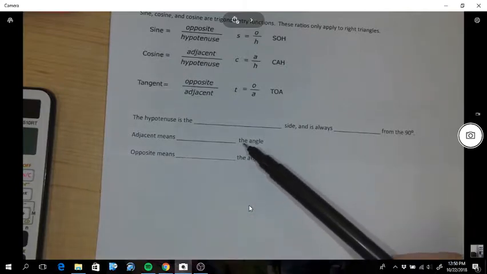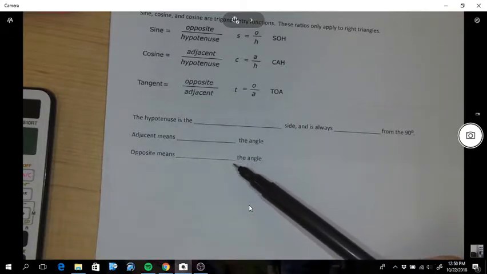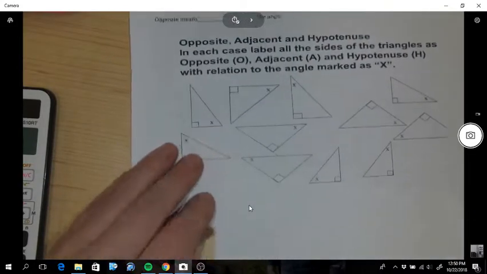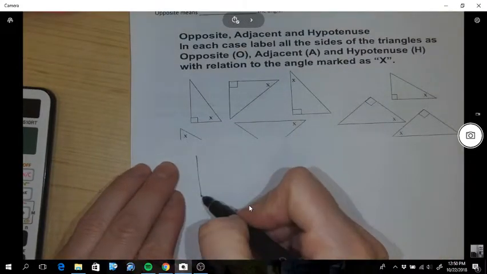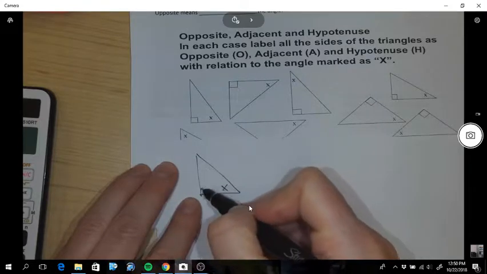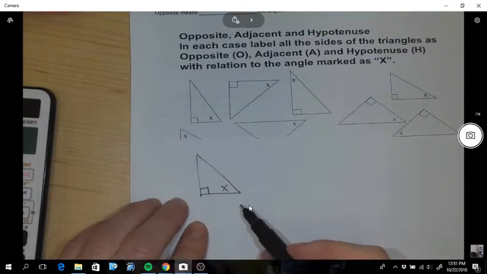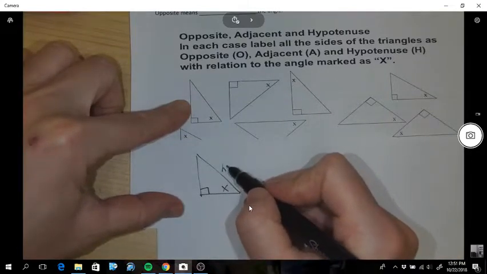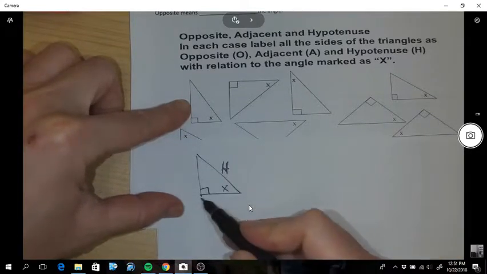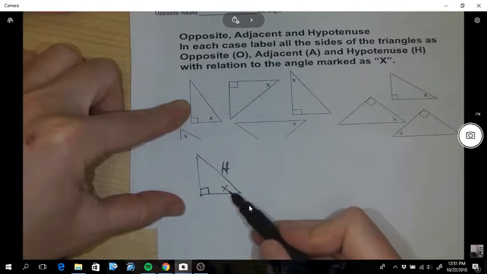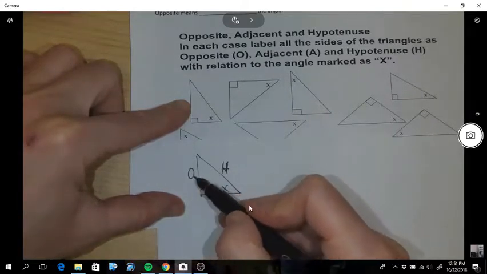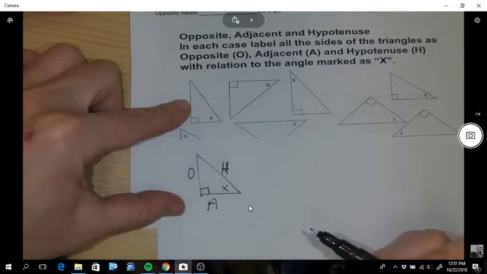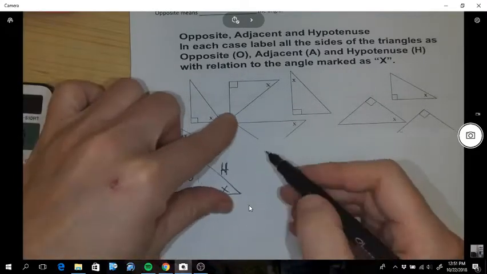Adjacent means that you're right beside the angle, and opposite means you're across from the angle. If I give you this first one here, if you're going to label, the hypotenuse would be here, across from the 90. Your opposite would be over here, across from the angle X, and your adjacent would be down there, because you're right beside the angle. So let's try one more here.